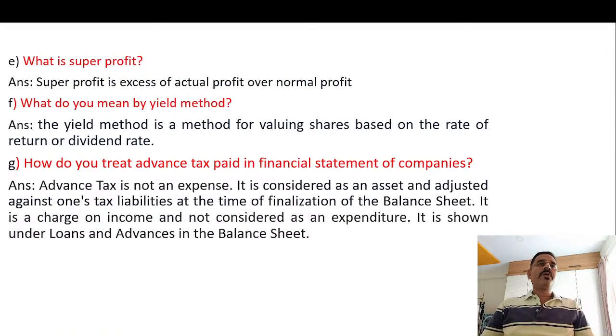So what is super profit? Super profit is the excess of actual profit over normal profit. You may be aware this question is from valuation of goodwill. Super profit means actual profit minus normal profit. If you write the formula also, you will get good marks.